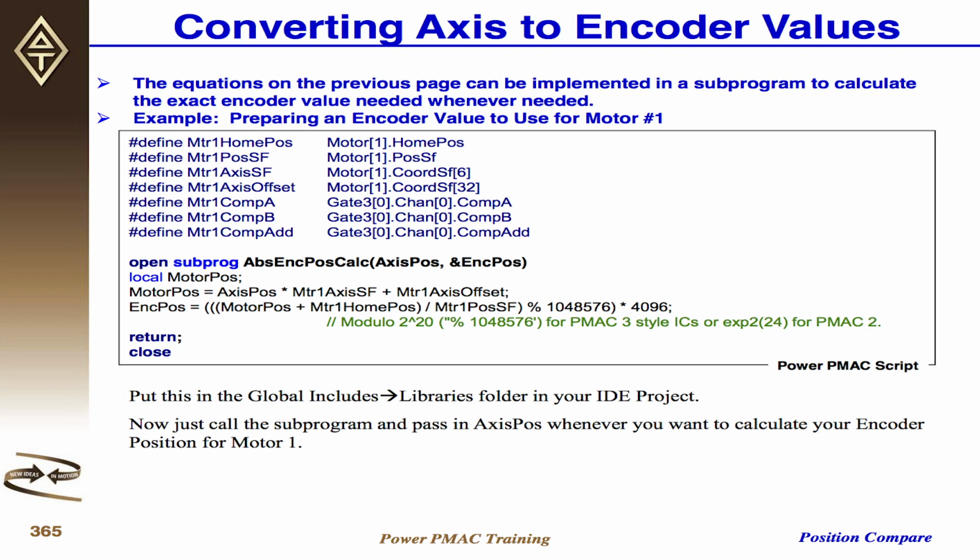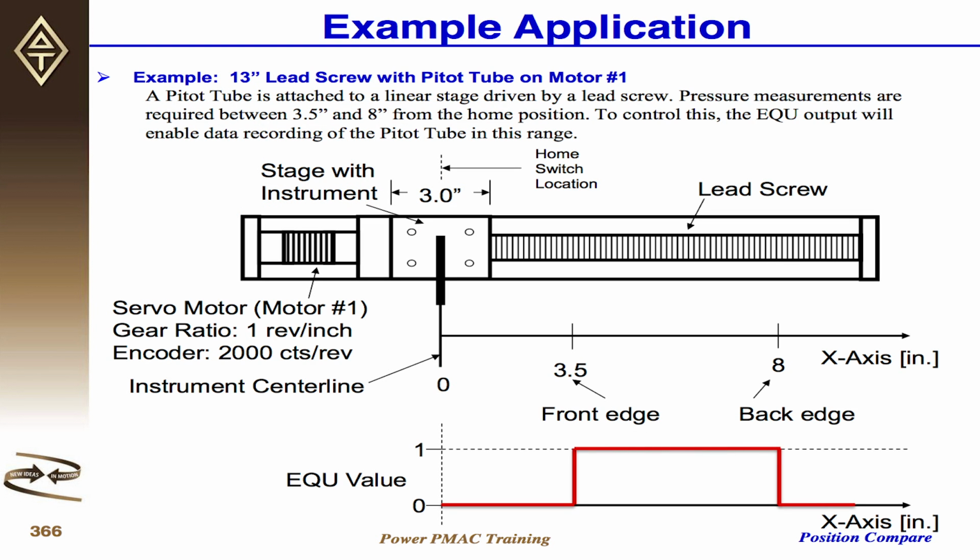So by now everyone probably should have copied this or modified it as appropriate and stuck it in their PMAC. So let's go into a quick application. For this, we're going to have a 13-inch lead screw with a pitot tube attached to it to take some pressure measurements. However, it's going to travel along 10 or 12 inches of that 13-inch lead screw. We only care about the data it gets in a narrower range from it.